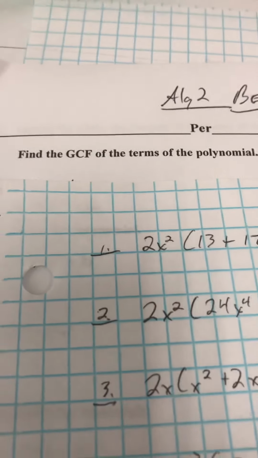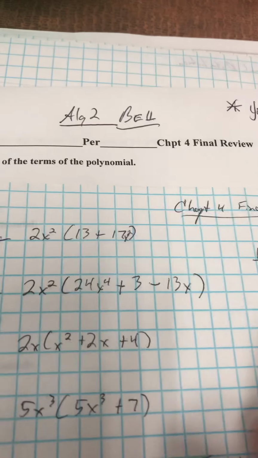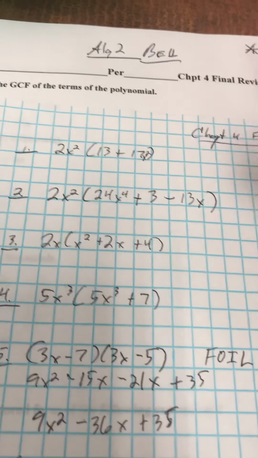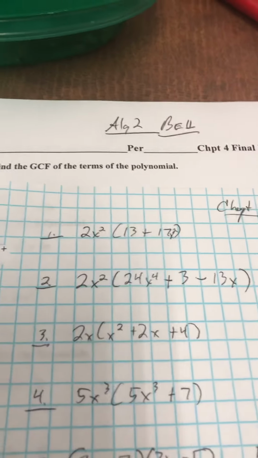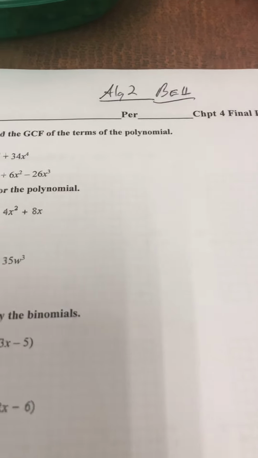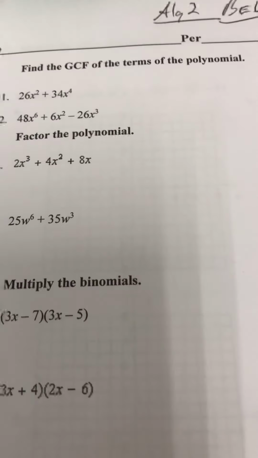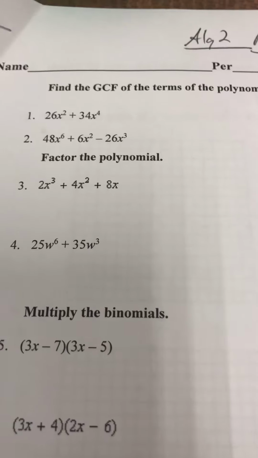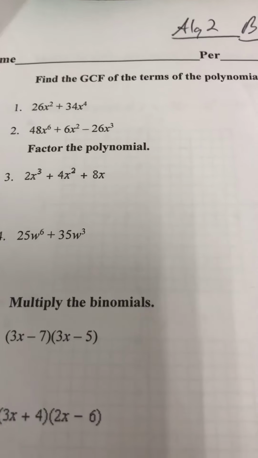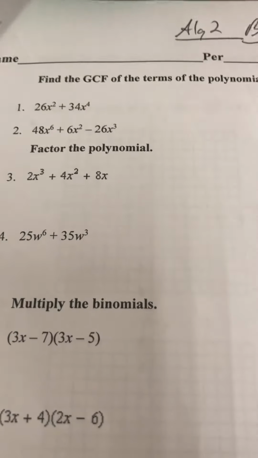I'm taking a look at this Chapter 4 final review for you seniors. If you need a little bit of help with this, it's going to give you extra credit. This is going to help you out. I'm going to just talk about the odd ones. I was working on this with another student, so you might see some of the other answers that might help you out as you are working through it, but I'm just going to be talking about the odd ones.